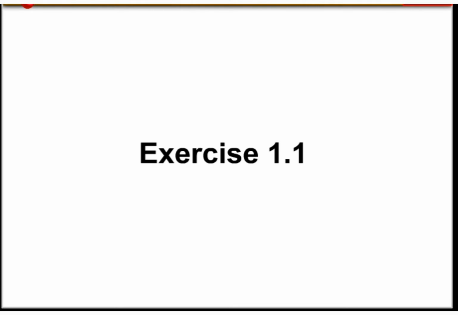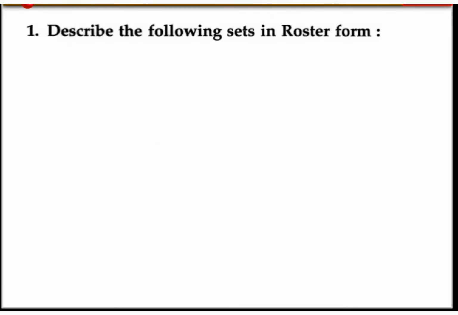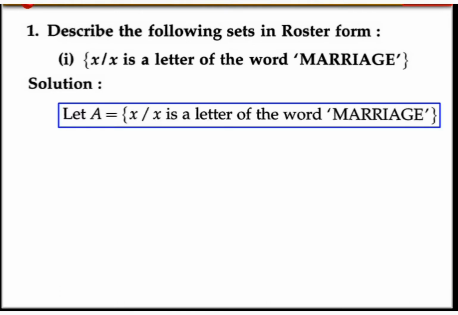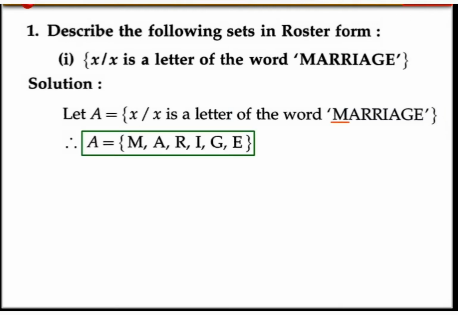Exercise 1.1. Question number 1. Describe the following sets in roster form. Number 1. The set of all X such that X is a letter of the word MARRIAGE. Solution. Let A be the set of all X such that X is a letter of the word MARRIAGE. Therefore, A = {M, A, R, I, G, E}.